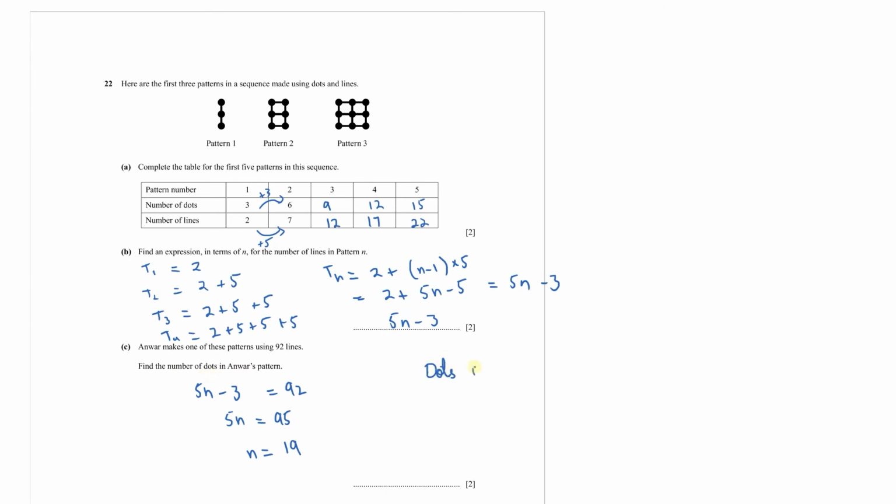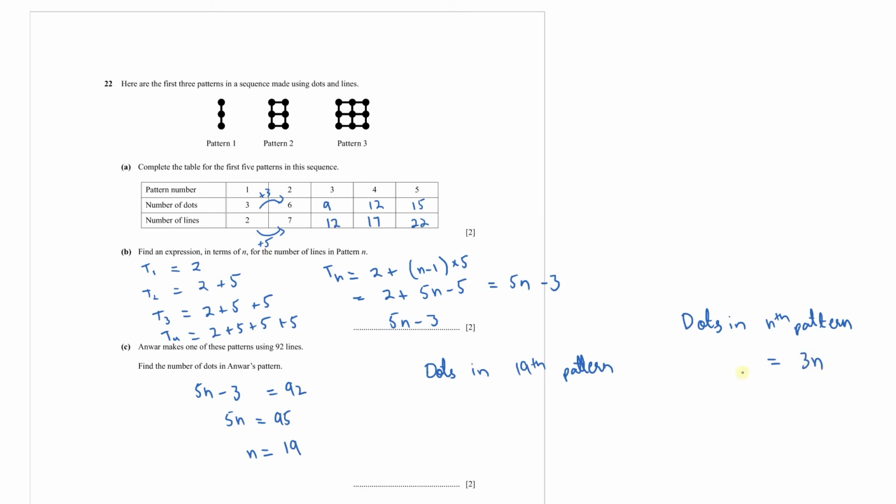Dots in the 19th pattern, that's what you're looking for. If you look at this number of dots, these are all multiples of 3. So dots in the nth pattern is basically equal to 3n.